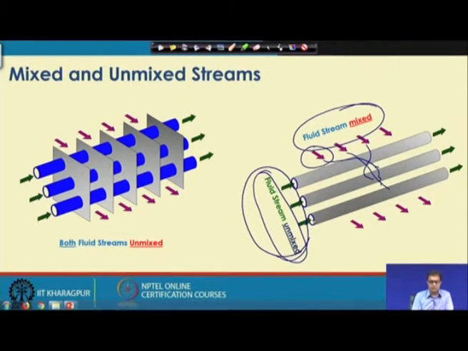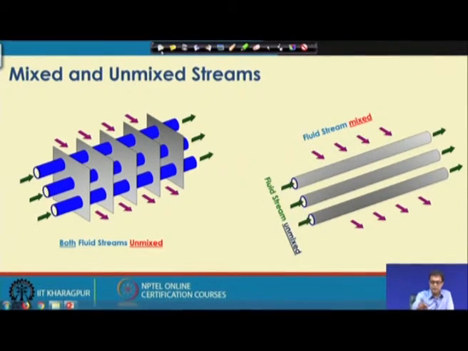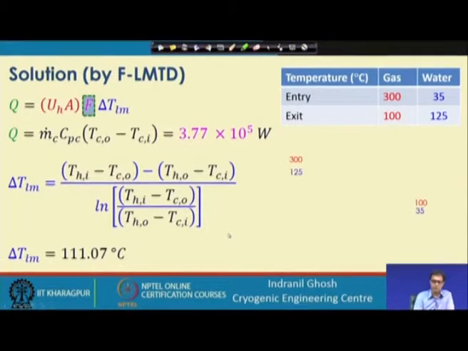So, depending on the situation, we may have both the fluid streams unmixed, some fluid stream mixed and some fluid stream unmixed, and accordingly the epsilon NTU relation or the NTU epsilon relation will change, and that you have to keep in mind. So, this problem talks about the both fluid unmixed condition.